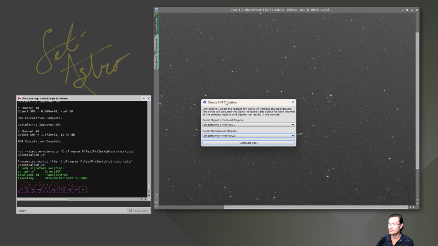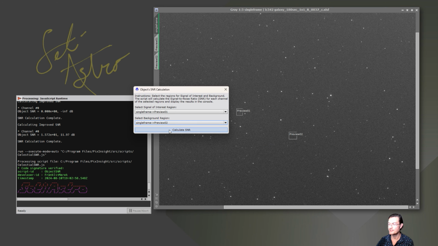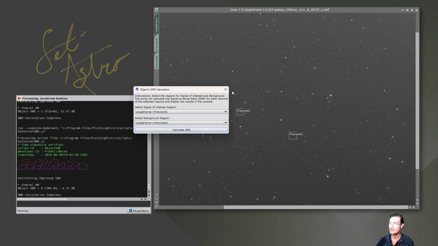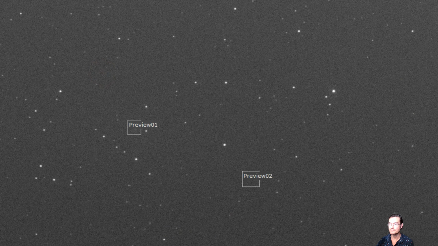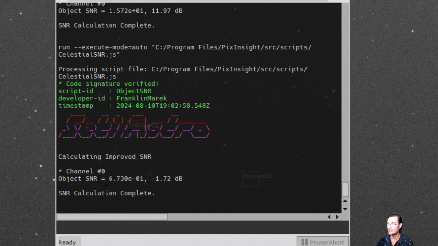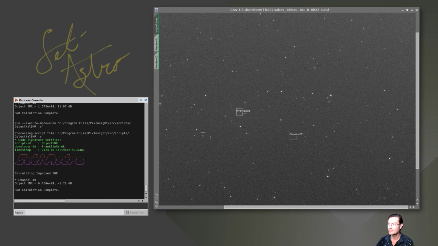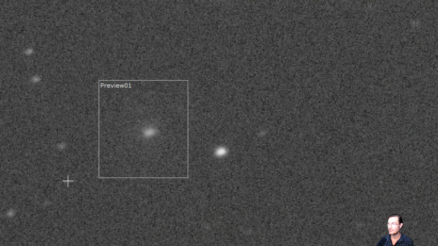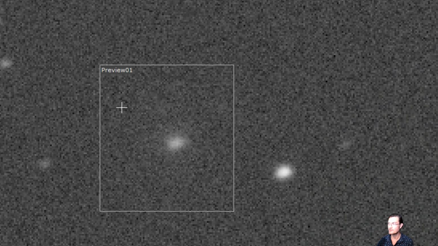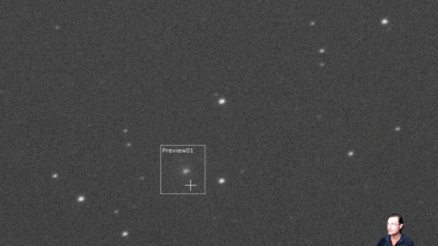Preview 1 was where we're trying to calculate the signal. Preview 2 is the background. And now in this case, it's showing that we have a signal of 0.6 or a negative decibel. That just means the noise is more dominant than the signal itself. And that's apparent. If you zoom in on this preview, there is more noise than there is signal. You can just see it visually.